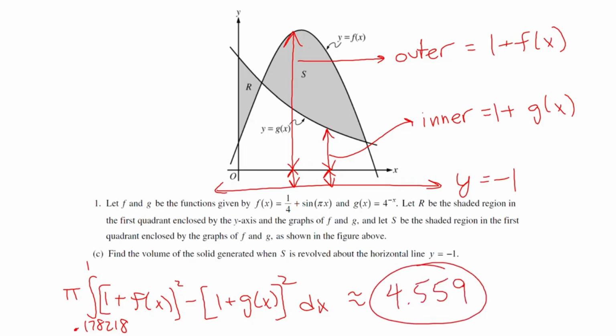And once again, this part was worth 3 points. 2 points for the correct integrand, and 1 point for the final answer. That's all 9 points for this area and volume FRQ question number 1 from the 2005 AP Calculus AB exam.